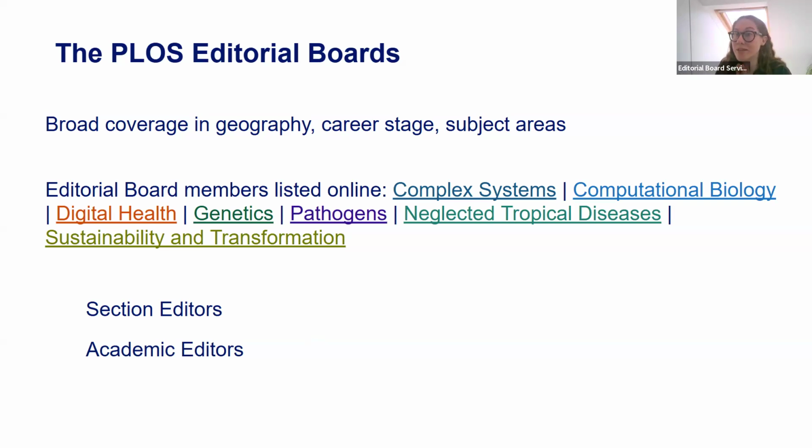So when a paper comes in, it's assigned to a section editor, and they have the opportunity to reject a paper without review or invite an academic editor, one of you, to handle the paper. So our section editors tend to have broader subject area knowledge versus the more potentially subject-specific expertise of an academic editor.